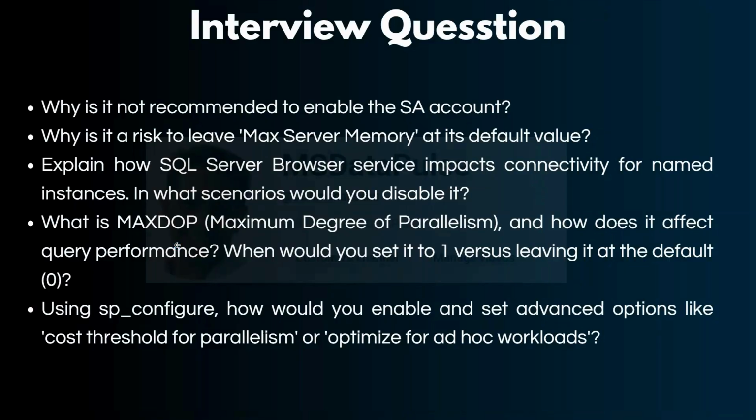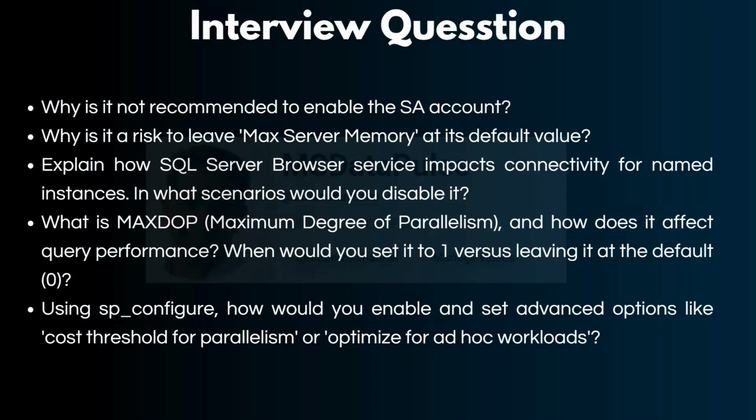The next question is what is MAXDOP and how does it affect performance. When would you set it to 1 versus leaving it at the default value 0? As we have already seen, MAXDOP is the maximum degree of parallelism, and it is a server level configuration option that determines the maximum number of processors or cores that a query can use while executing. When a query is running with large joins, aggregations, or scans, SQL Server can split the work across multiple threads, each running on a separate processor, to potentially complete the task faster. So for CPU intensive long running queries in data warehousing scenarios, splitting work across multiple processors can significantly reduce the execution time by processing data in parallel.